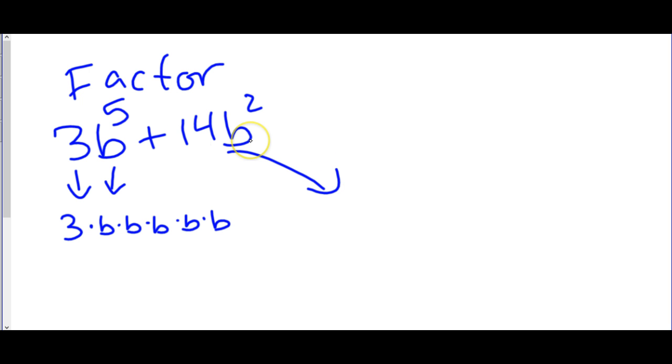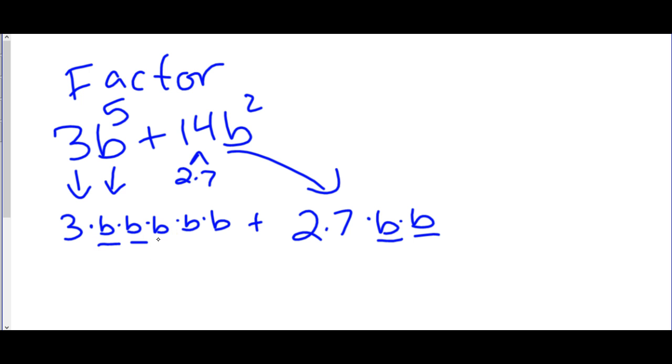14, b squared. 14 can be written as 2 times 7. Those are both prime, so we have 2 times 7. B squared is b times b. Again, we look for what they have in common. They don't have any numbers in common, but they do have 2 letters in common. So the greatest common factor would be b squared.